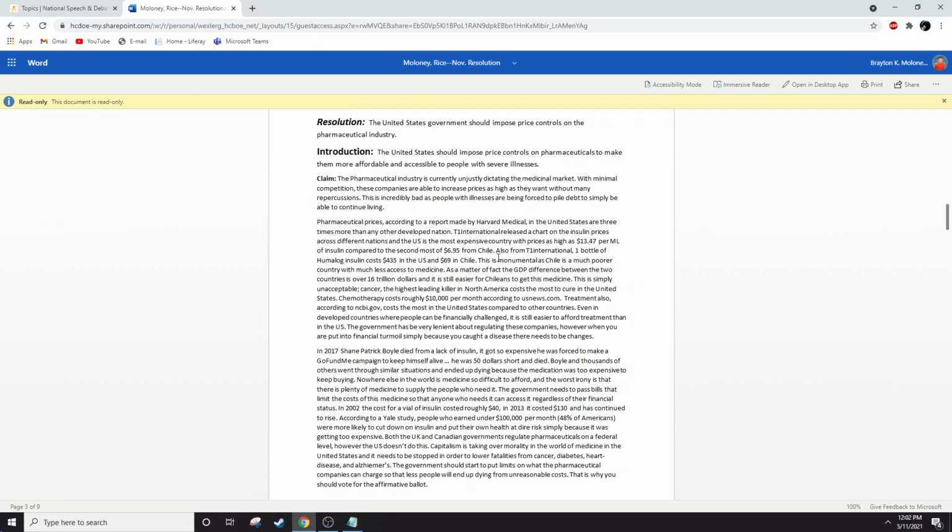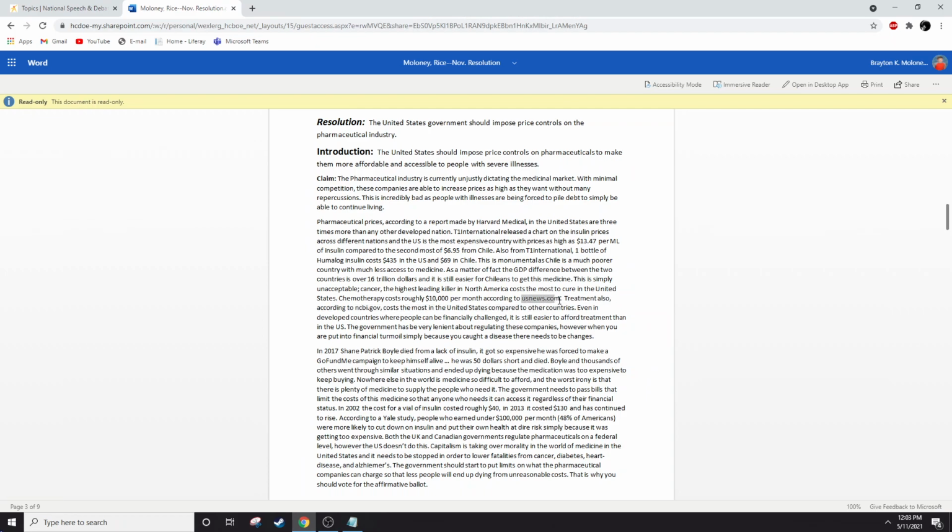That is another impact. Well, this is actually a warrant, because I am justifying how this sentence attaches to my evidence, my claim that I just made. As a matter of fact, the GDP difference between the two countries is over $16 trillion, and it is still easier for Chileans to get this medicine. This is simply unacceptable. Cancer, the highest leading killer in North America, costs the most to cure in the United States. Chemotherapy costs roughly $10,000 per month, according to usnews.com.